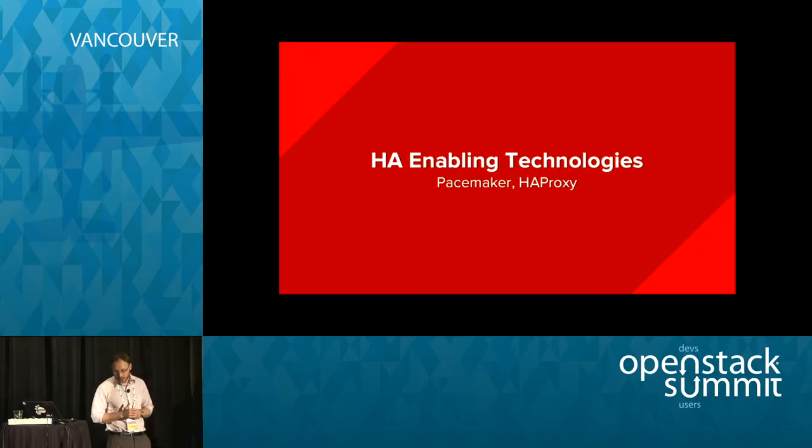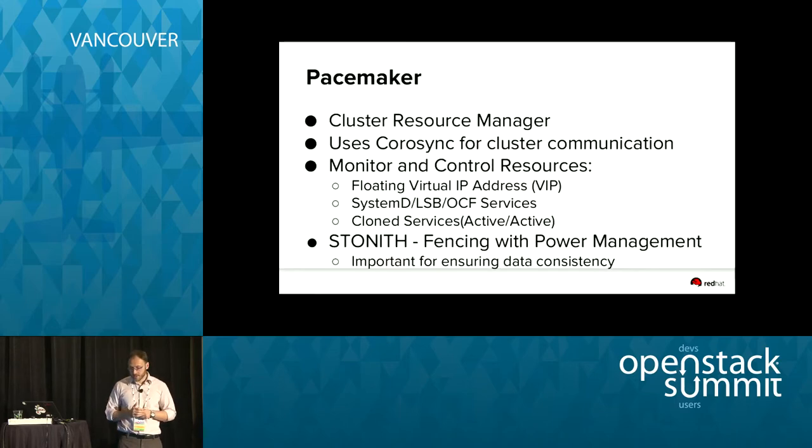So first, I'm going to cover some of the enabling technologies that we use to build a highly available environment. The first is Pacemaker. Pacemaker is a cluster resource manager. Basically, it monitors a bunch of resources that it supports. And once it detects something happened with one of its resources, it makes sure the resource comes back to life, either by restarting the service or by fencing the node. And we're going to cover that in a bit.